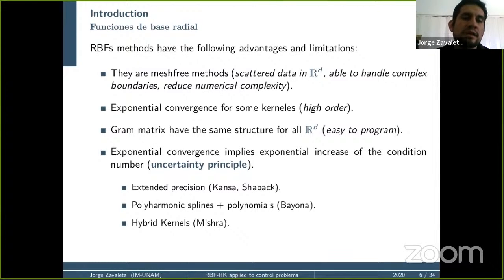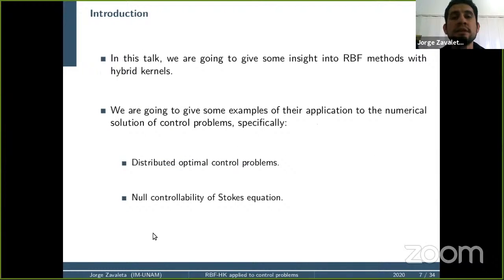But the main drawback of these methods is that the exponential convergence implies an exponential increase of the condition number of the Gram matrices. To address this problem, we are exploring different ways, for example, extended precision. This is the one that we use in the article, and we report there. We are also looking for other ways to address this problem, for example, polyharmonic splines plus polynomials. And presently we are looking into hybrid kernels.